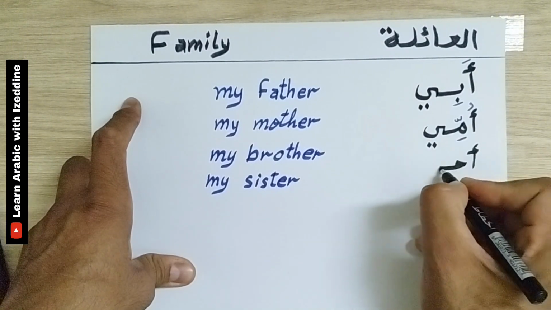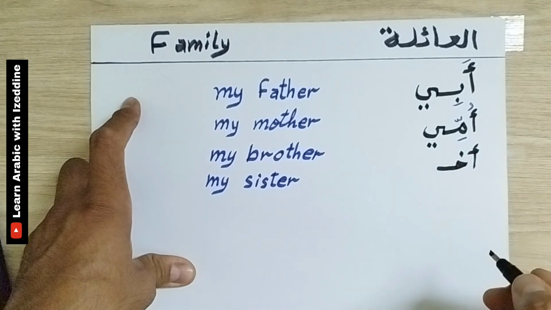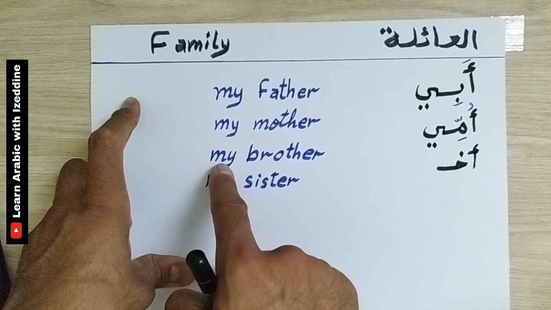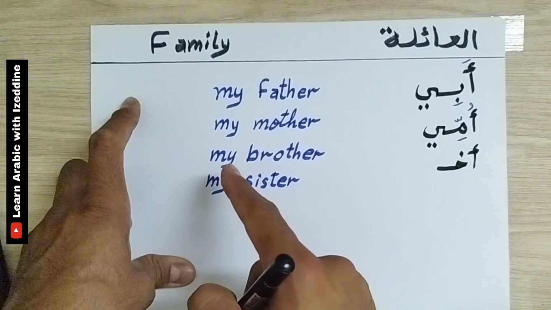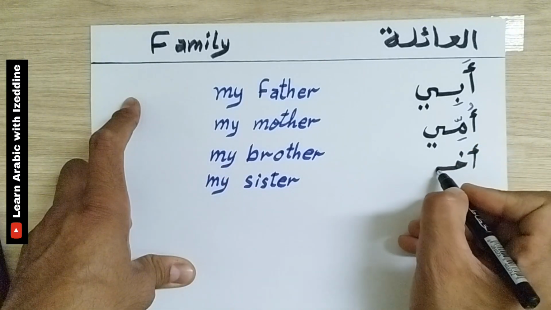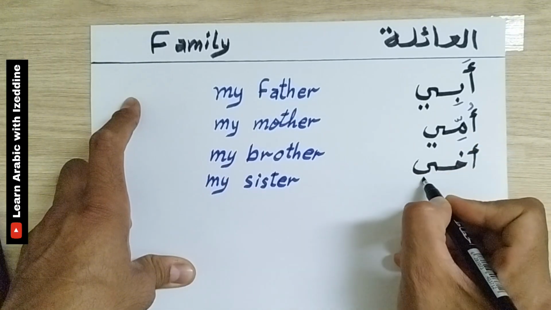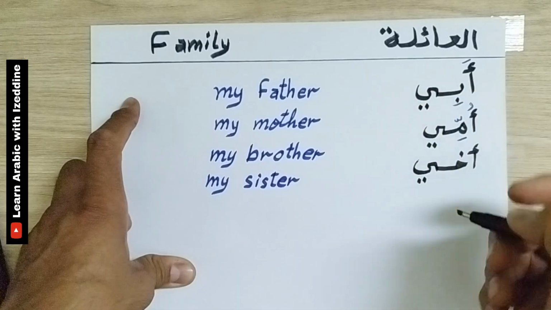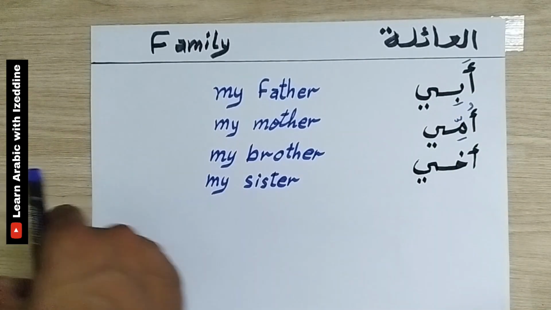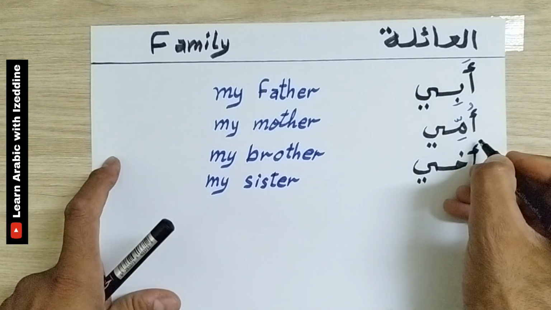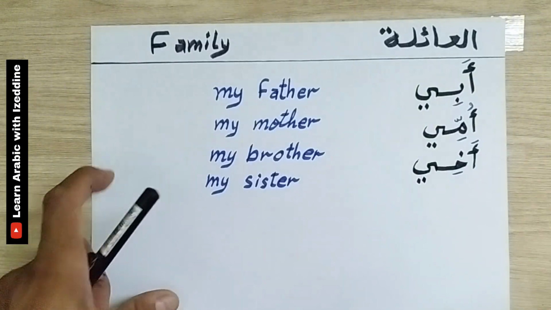Brother is akh. Alif and kha. This is akh. But my brother, we add ya, like the previous examples. And of course, the vowels. Akhi.